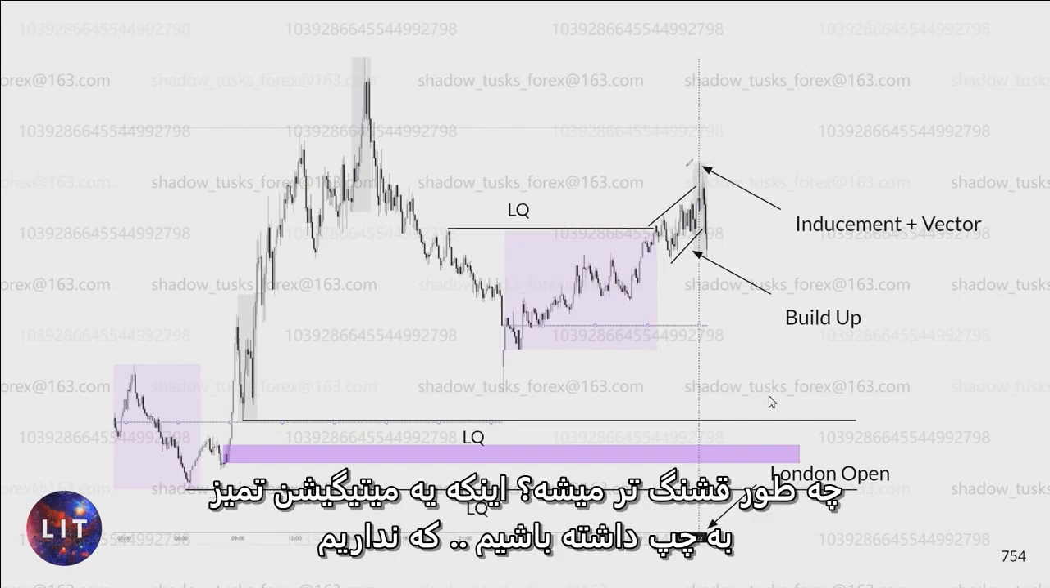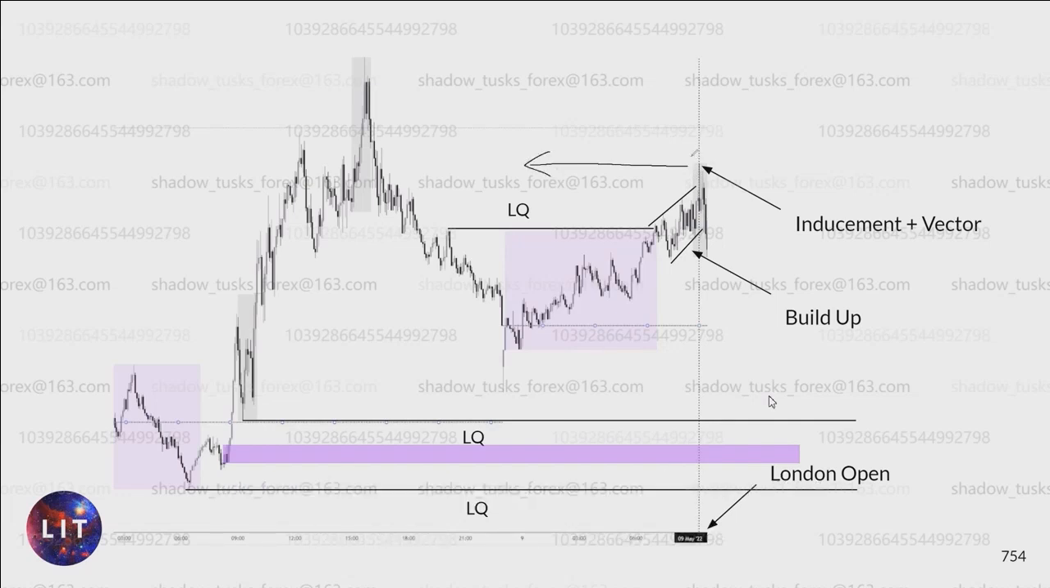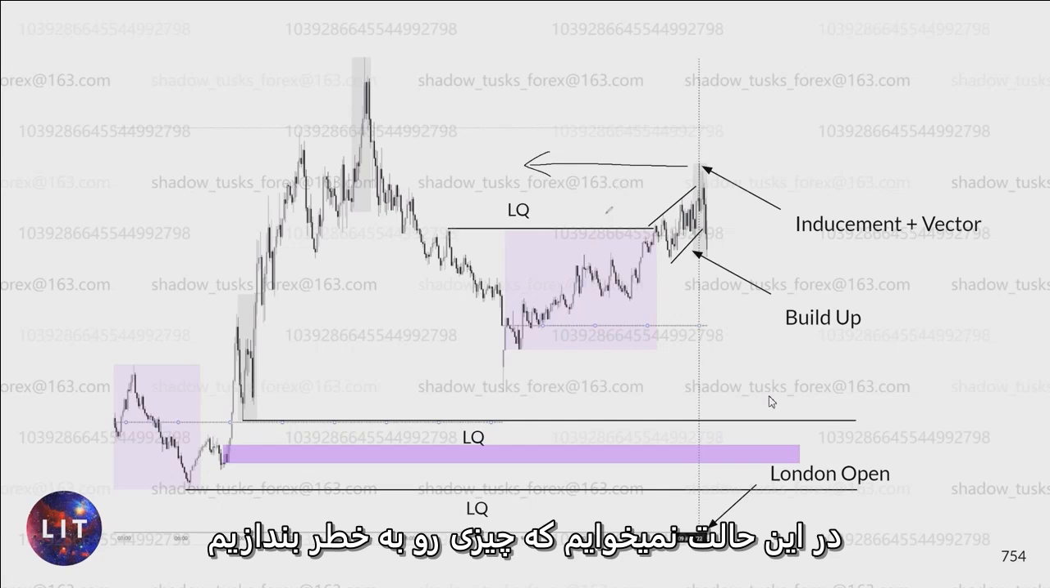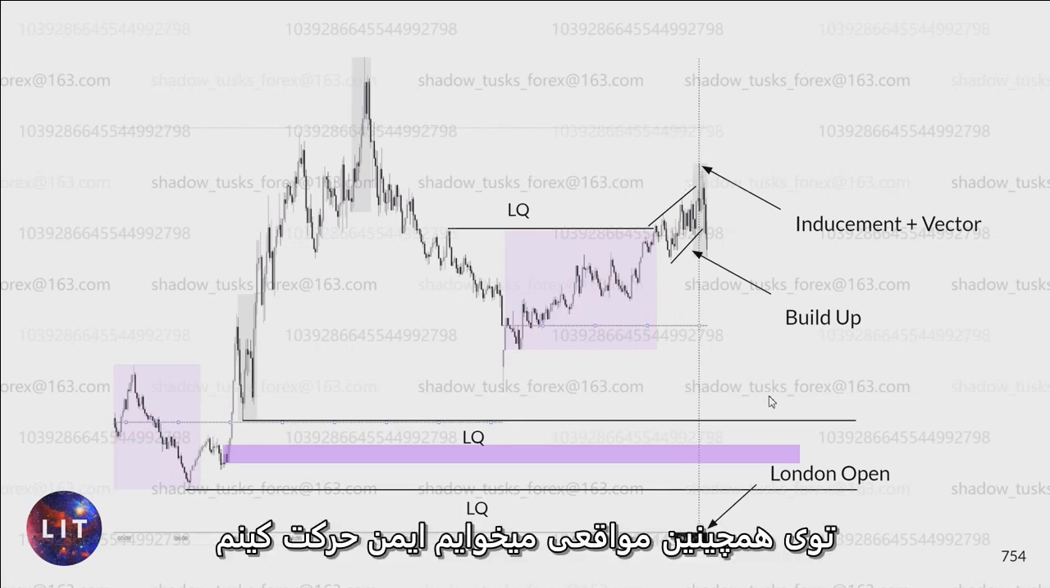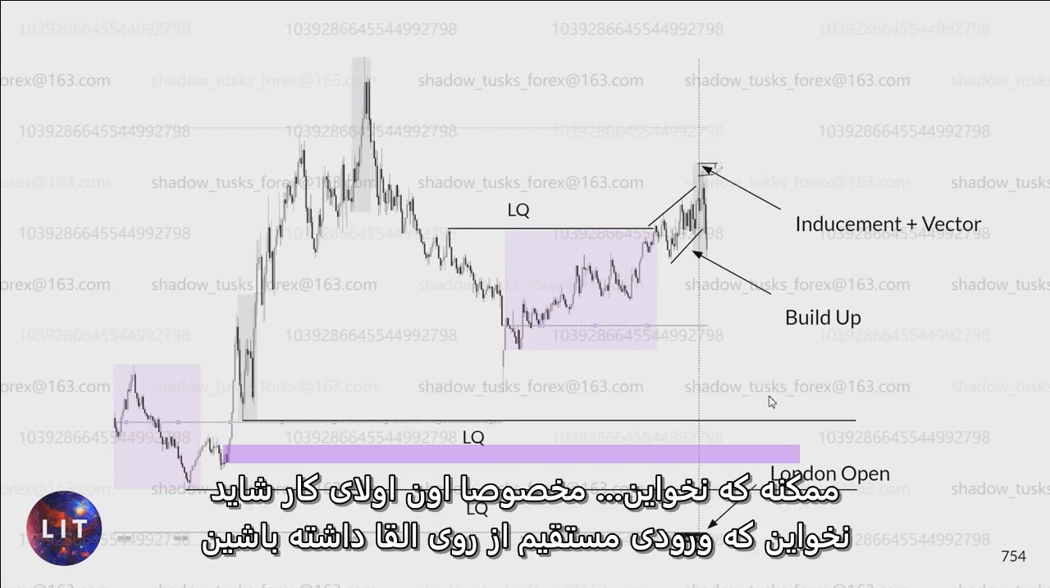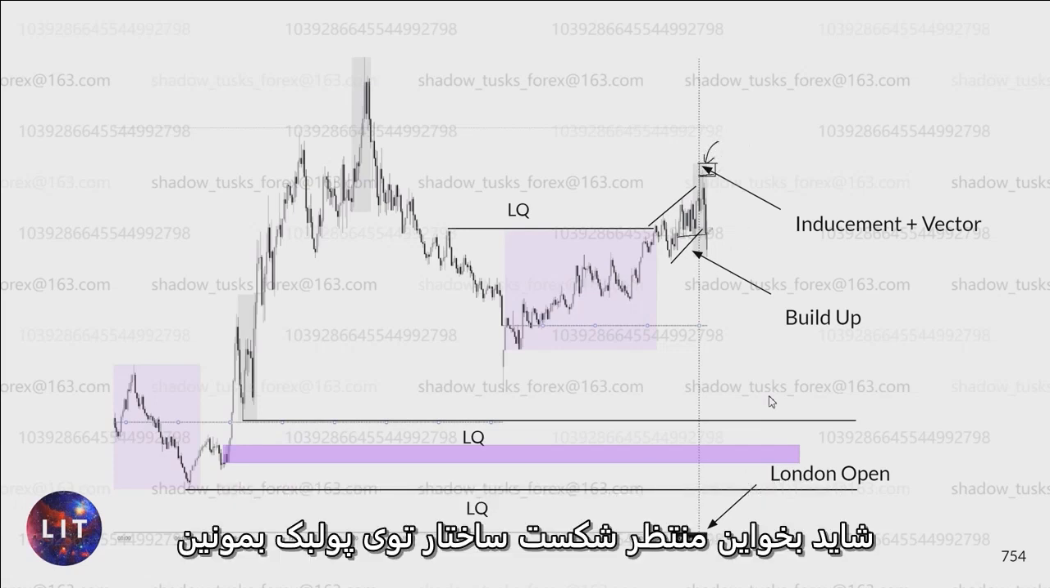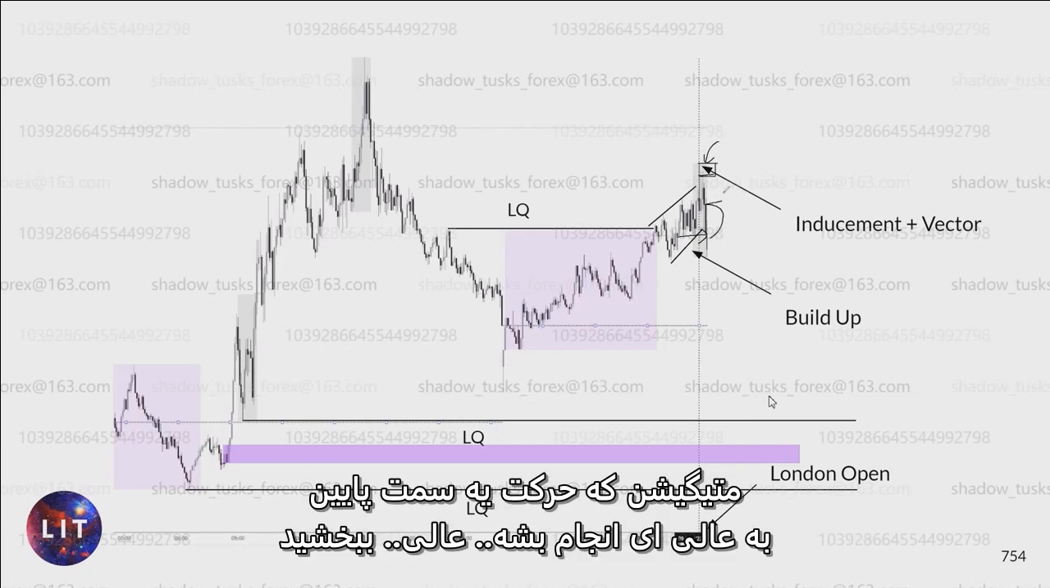What would be nicer is if we had a clear mitigation on the left, but we don't. So, you know, you don't pull anything out of your ass or anything like that. In cases like this, you'd probably just play it quite safe. Especially starting off, you maybe wouldn't take a straight inducement entry right here. Maybe you wait for your break of structure into your pullback mitigation to continue lower.